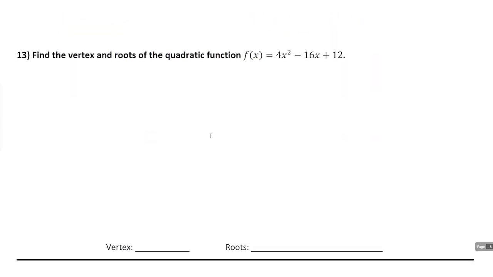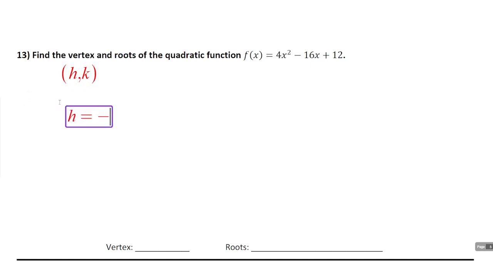Number 13 says, find the vertex and the roots of this quadratic function. So let's first find the vertex, and that's going to be our negative b over 2a for the x-coordinate. Okay, so the vertex we'll call h comma k. It's that coordinate on the parabola where the slope changes sign. And then the roots is where we'll set the equation equal to 0 and then solve for x. So let's do the vertex first.